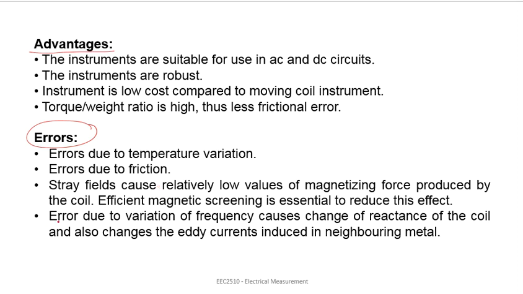And lastly, there may be errors which are due to frequency, but this type of error appears only if we are working with AC measurements. So the changes in frequency may cause error due to the change of reactance of the working coil, and also due to the change of magnitude of the eddy currents which are set up in the metal parts of the instrument. So these are certain types of errors in these types of instruments.